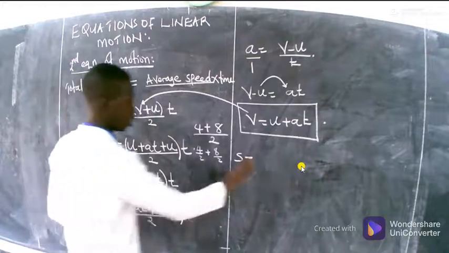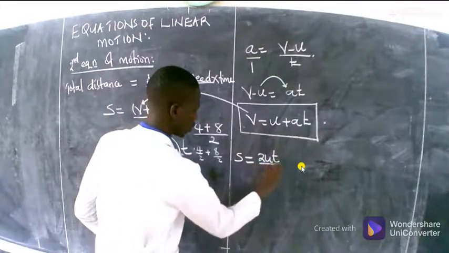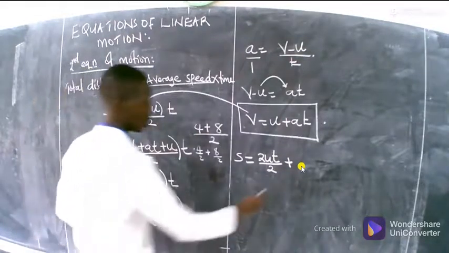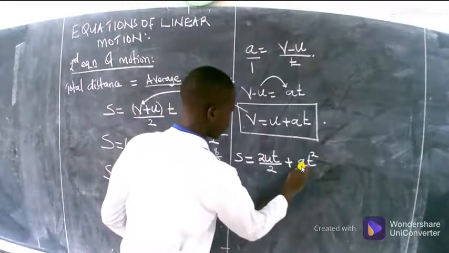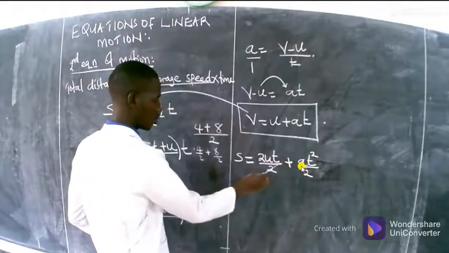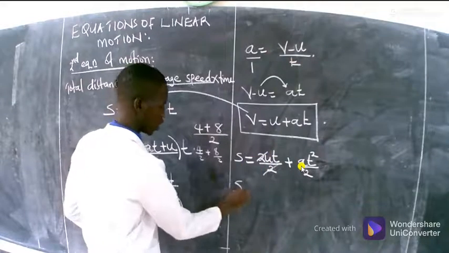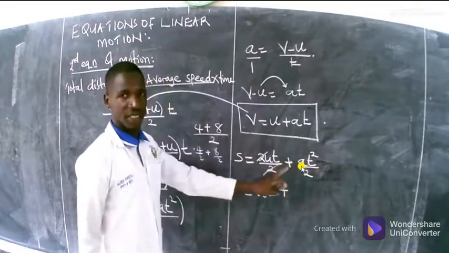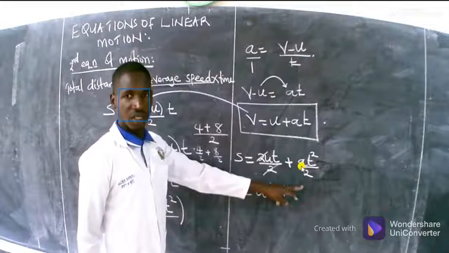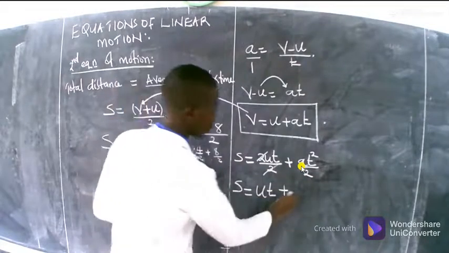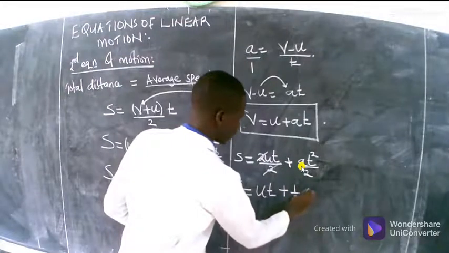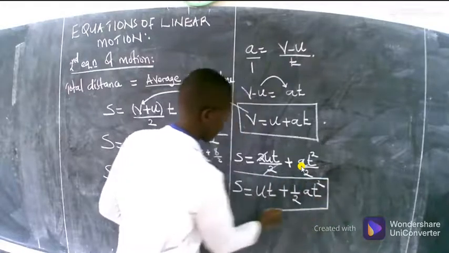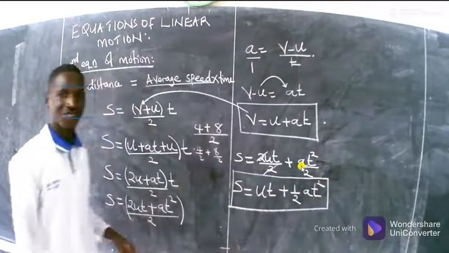So eventually, s is going to be 2ut, I will give it its own 2, plus at squared, I will also give it its own 2. So the two of these will go with the other one. So it will end s to be equal to ut plus at squared over 2, which is the same as just a half at squared. This is the second equation of motion.